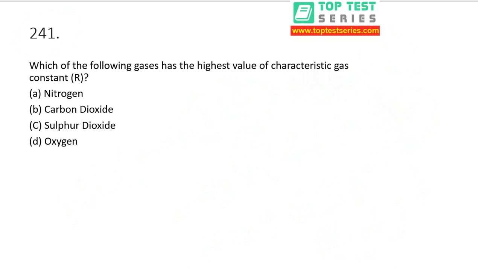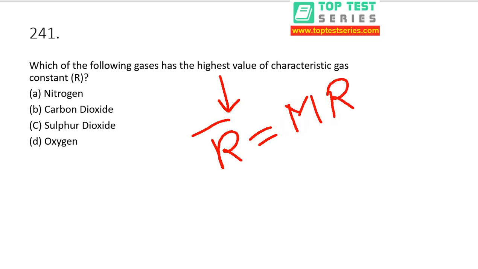So guys, let's get started. Which of the following gases has the highest value of characteristic gas constant R? My dear, to solve this question we need to know the relationship between characteristic gas constant and universal gas constant, right? So we know that universal gas constant is equal to molecular weight multiplied by characteristic gas constant. Therefore we can write it: capital R is equal to universal gas constant by M, right?